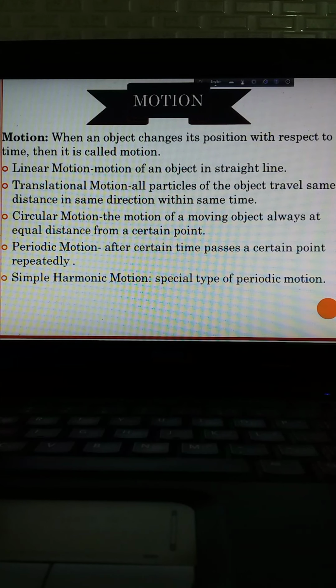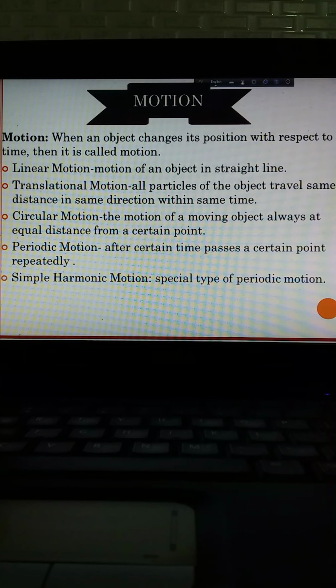Chapter 2 is motion. In this chapter we will focus on different topics that are important for your exam, and we will also try to solve some mathematical type questions. First of all, as the chapter name depicts, what is motion? When an object changes its position with respect to time, then it is called motion.